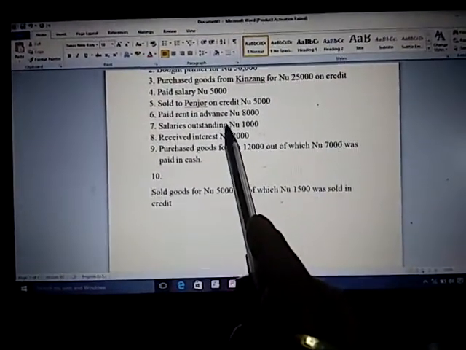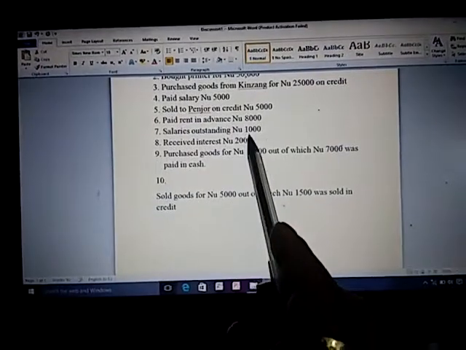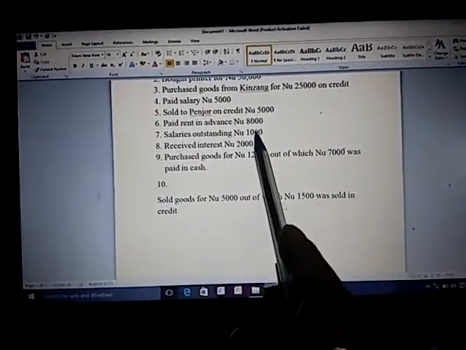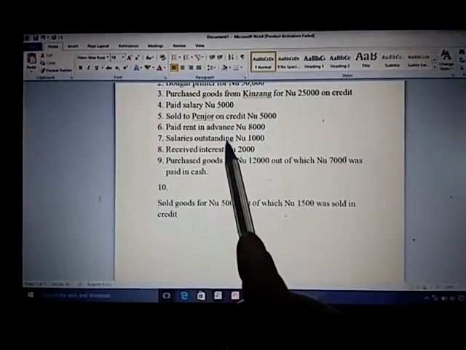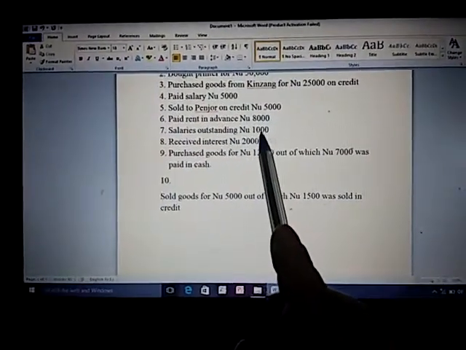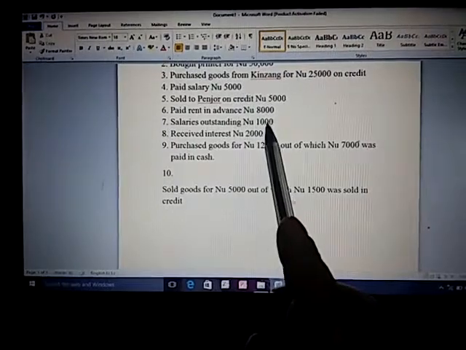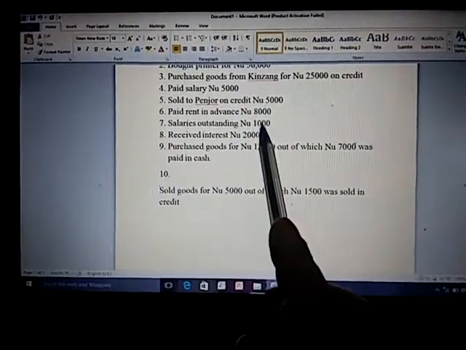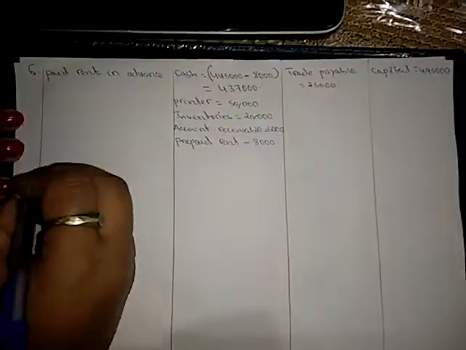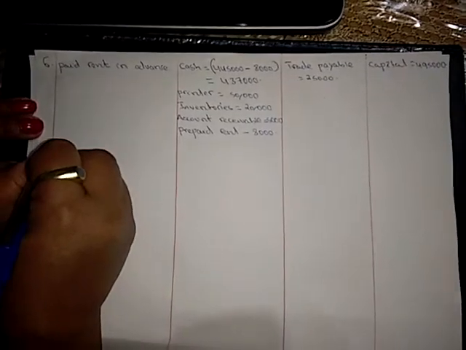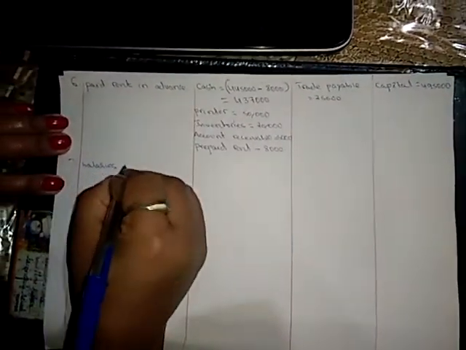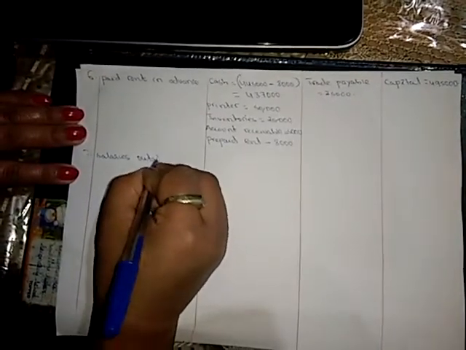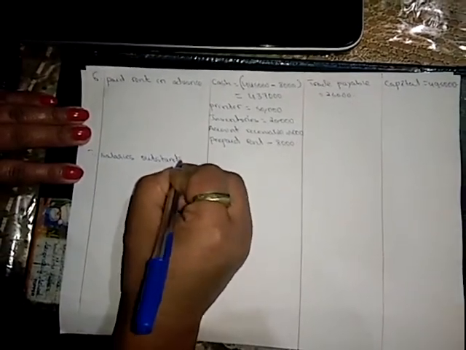And when you pay liability, even the owner's equity will decrease. Salaries outstanding will come to the liabilities. At the same time, from the owner's equity, you have to minus this 1,000. Now I'll tell you how to put in the accounting equation. Transaction number 7, it says salaries outstanding.